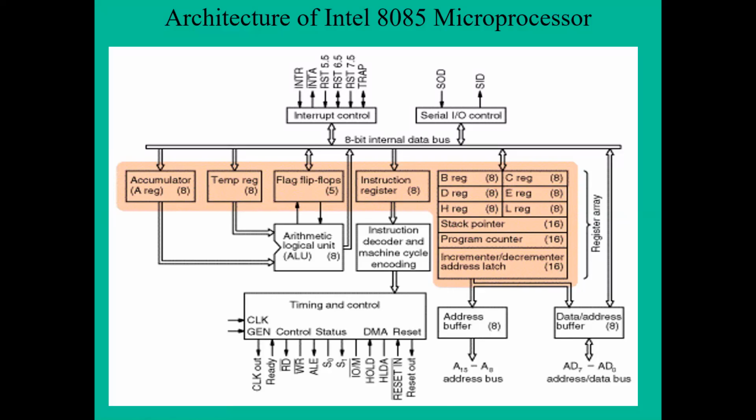Basically it keeps track of a program by counting the memory address from which the next byte is to be fetched, and hence the name program counter. Clear? Next is the stack pointer. The next special purpose register is the stack pointer.